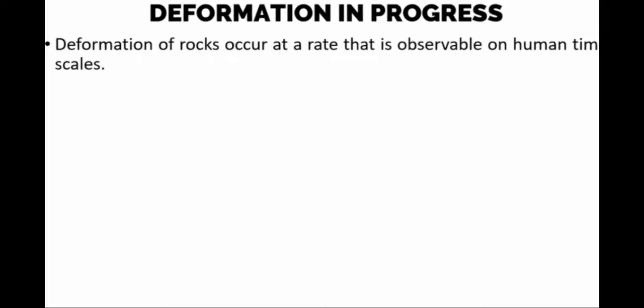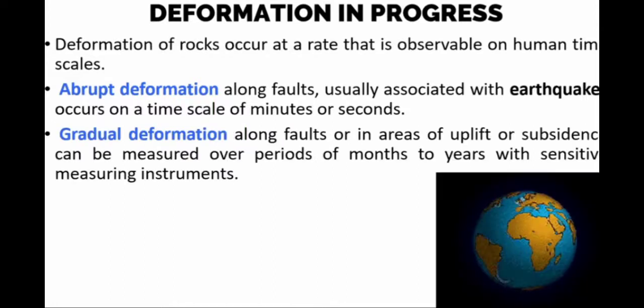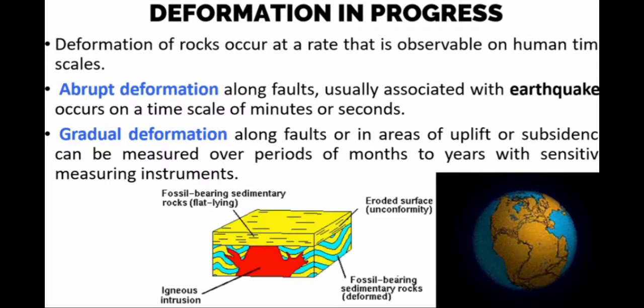Only in a few cases does deformation of rocks occur at a rate that is observable on human timescales. Abrupt deformation along faults, usually associated with earthquakes, occurs on a timescale of minutes or seconds. On the other hand, gradual deformation along faults or in areas of uplift or subsidence, like subduction, can be measured over periods of months to years with sensitive measuring instruments. So basically, humans can't feel it right away. You need to have a machine.